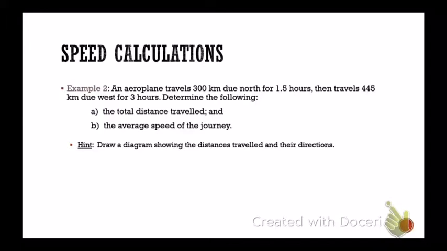Example 2. An aeroplane travels 300 kilometers due north for 1.5 hours, then travels 445 kilometers due west for 3 hours. And we have to determine the total distance travelled and the average speed of the journey.